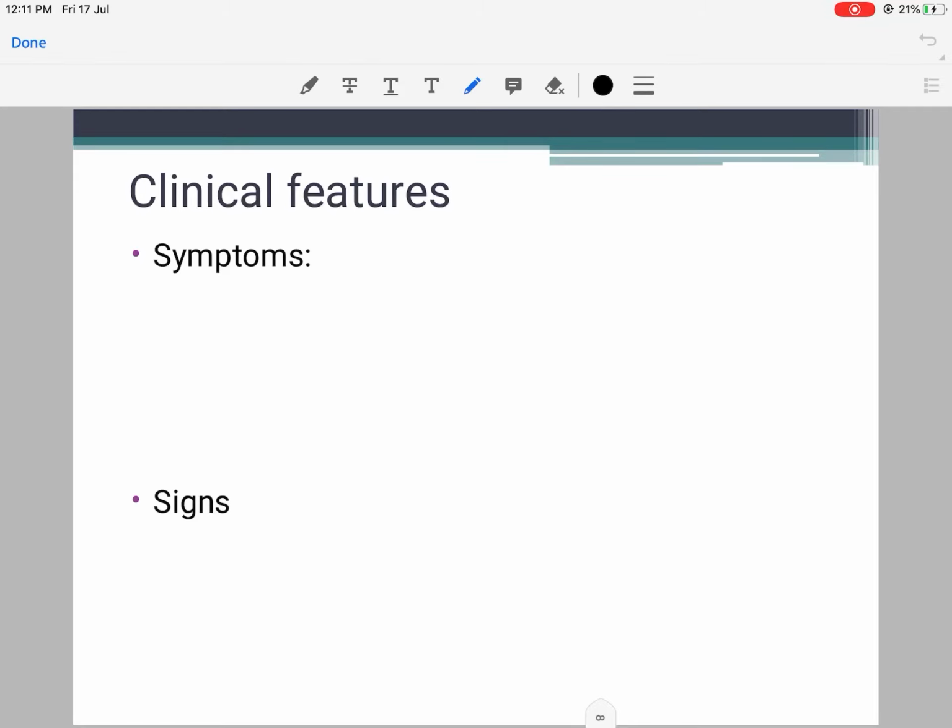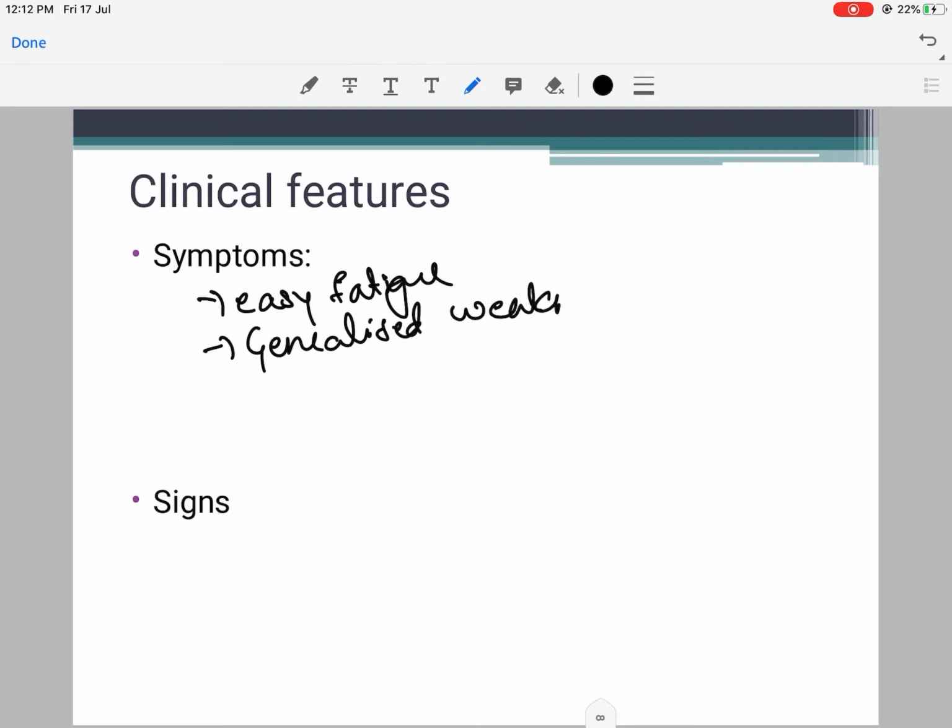Now if the oxygen supply to any tissue is reduced, it will cause dysfunction of that tissue. So dysfunction of the muscles will result in easy fatigue and generalized weakness, because the oxygen supply to the organs is reduced. The heart will try to overcompensate, resulting in an increase in the heart rate, which may be perceived as palpitation.